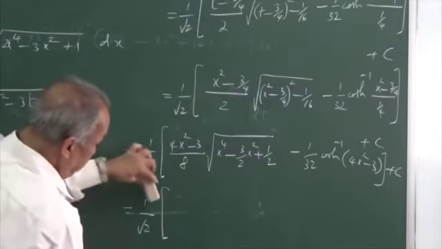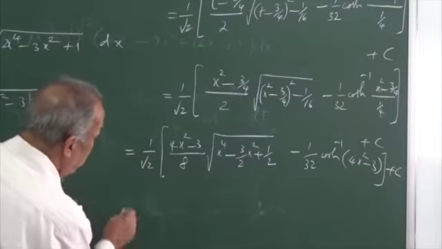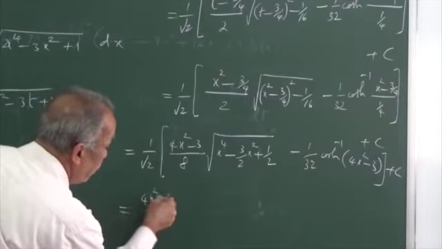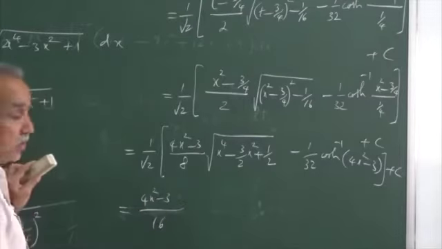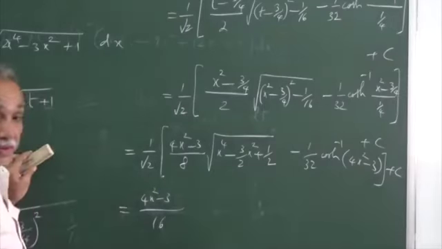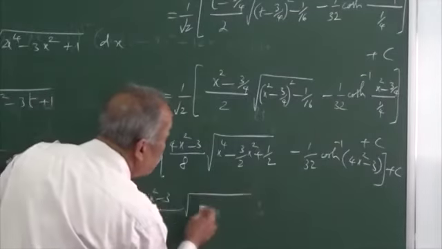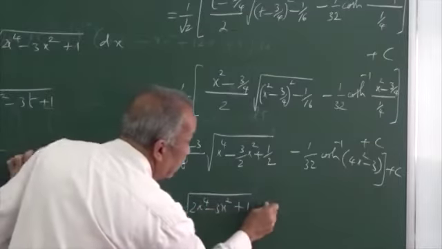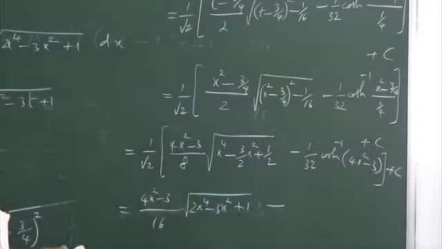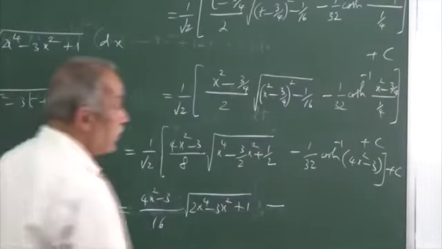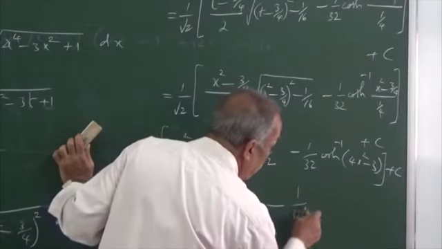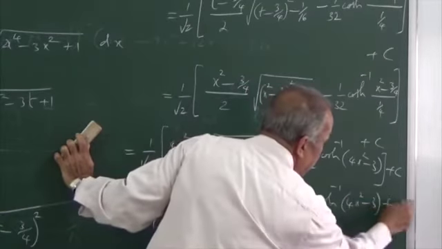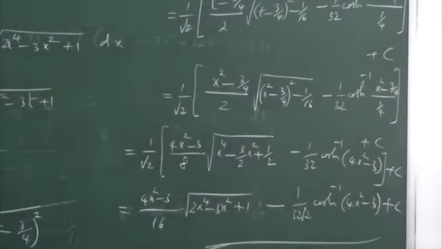So let me remove the square brackets. 4x square minus 3 by 16, this root 2 and this root 2 together, into root of 2x to the power 4 minus 3x square plus 1 minus, okay, I think, 1 by 32 root 2 cos hyperbolic inverse 4x square minus 3 plus a constant of integration.